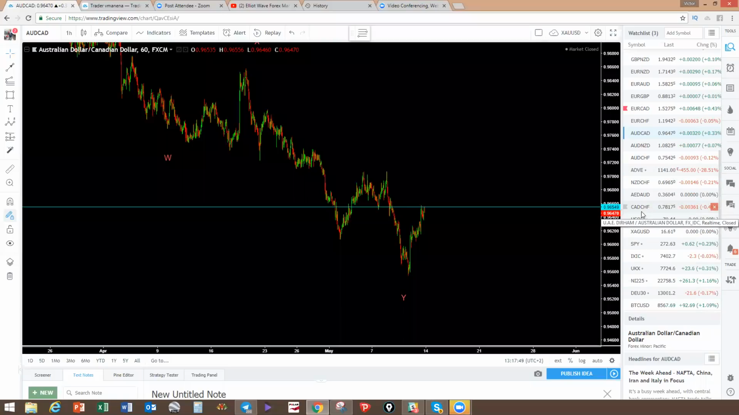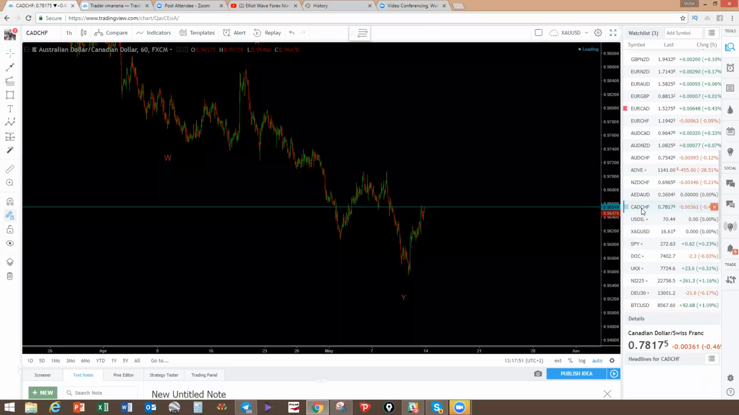I think there's also CADJPY also playing out in a harmonic pattern. Oh yes, I'm going to look at EURAUD. Thank you for that.